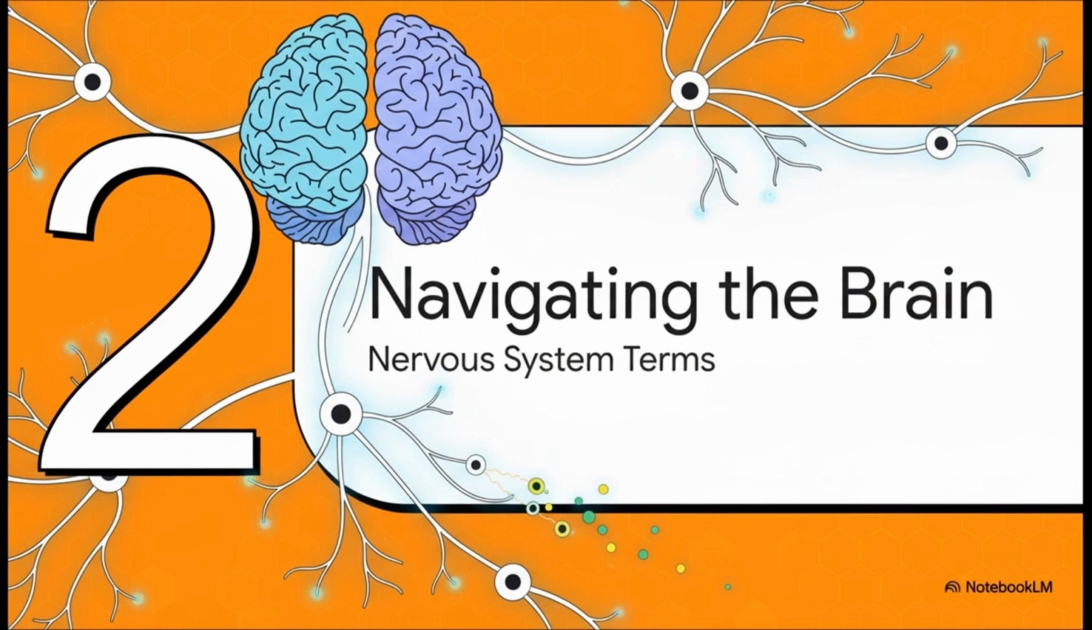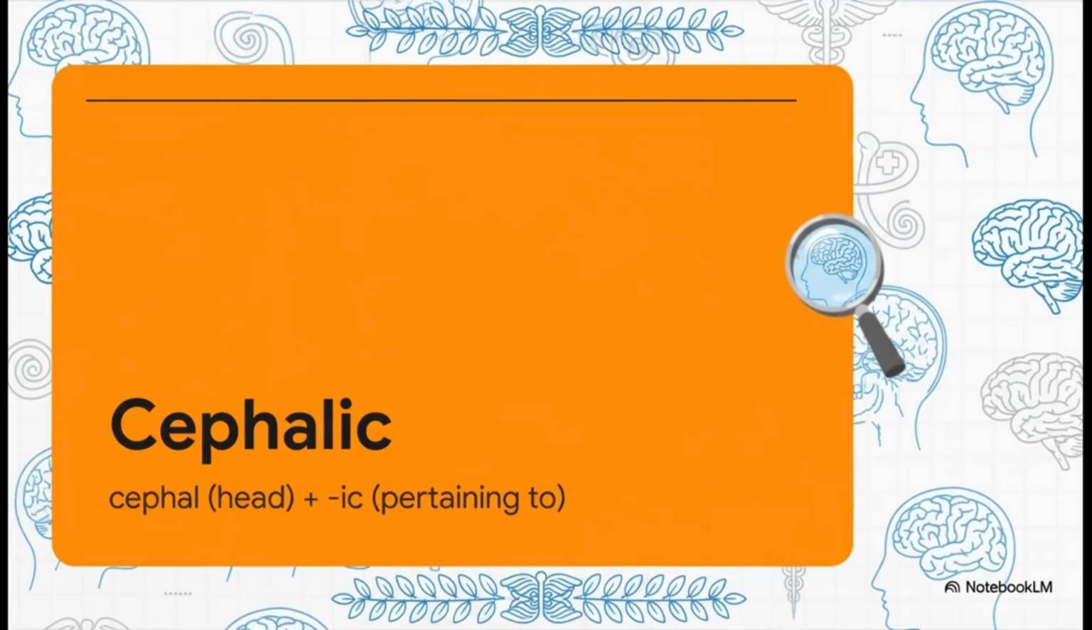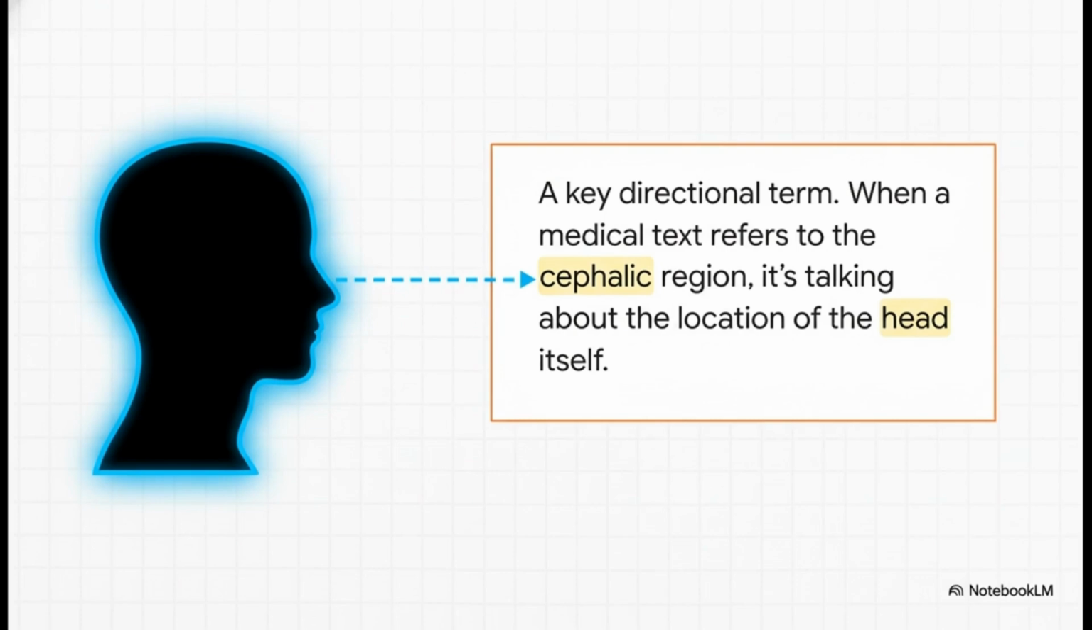All right, let's switch gears and move on to the body's command center, the brain and the nervous system. You're about to see how this same word building widget just keeps on going. Our first term in this section is cephalic. The root here is cephal, which means head, and its suffix ic just means relating to. So you put them together, and what do you get? Something that relates to the head. Easy. Now, this is a really key directional term. When you see something in a medical text that refers to the cephalic region, it's talking specifically about the location of the head itself. Just think of it like a big, broad anatomical landmark.